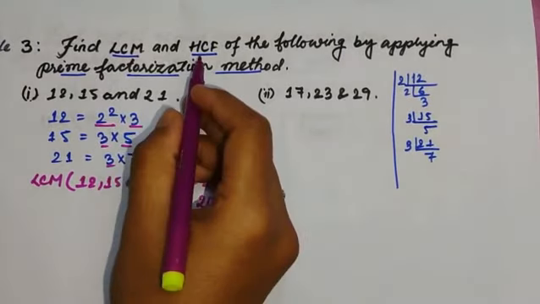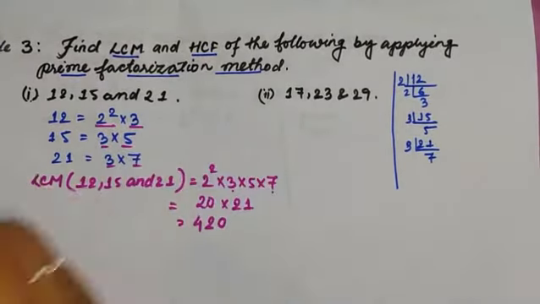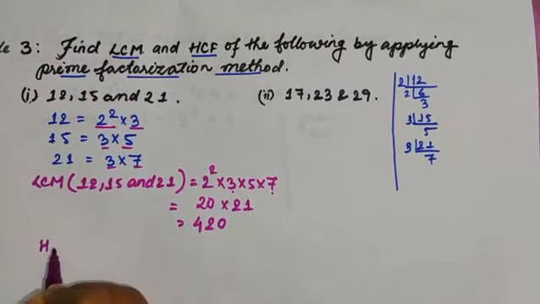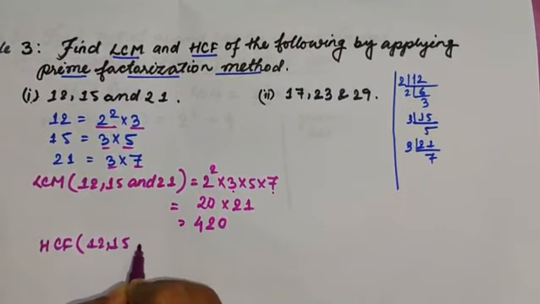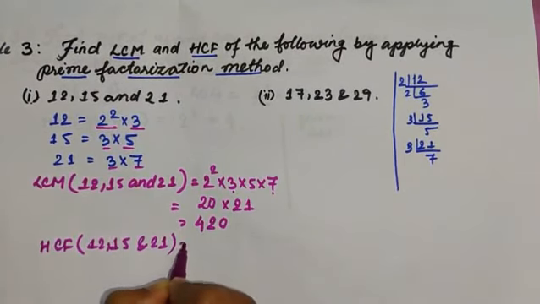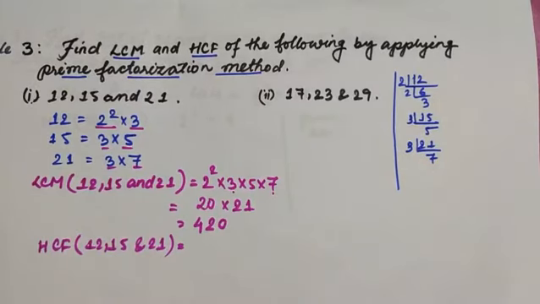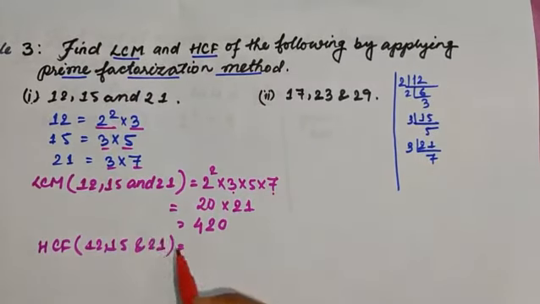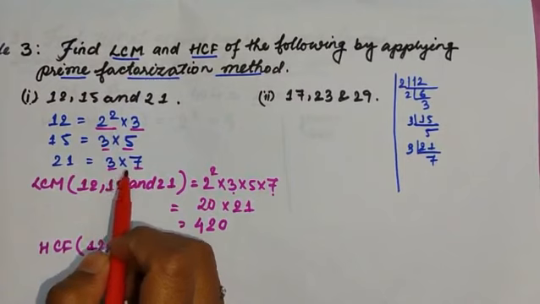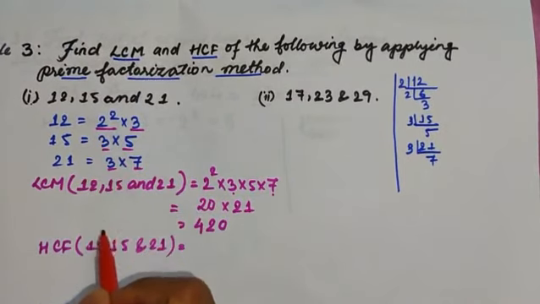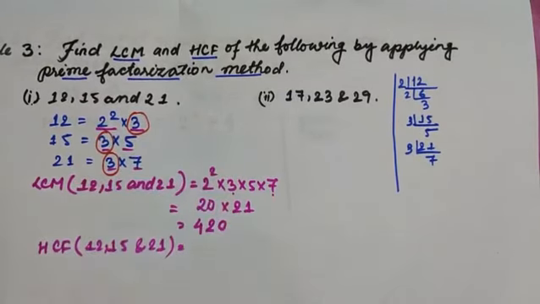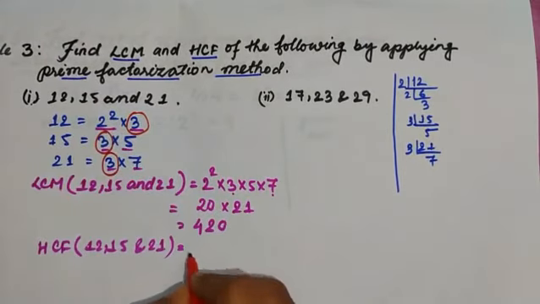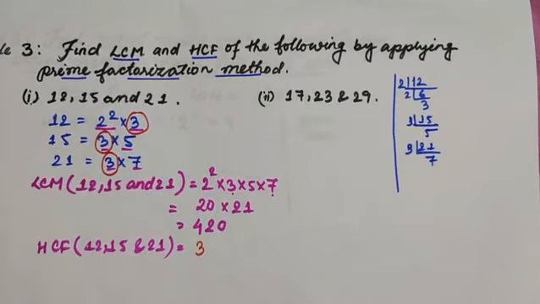Next we are going to find the HCF of these 3, so the HCF of 12, 15 and 21. Okay, so what will it be? The common number between these 3. What is the common number? Can you see? Obviously it's 3. So the HCF of these 3 numbers will be 3.